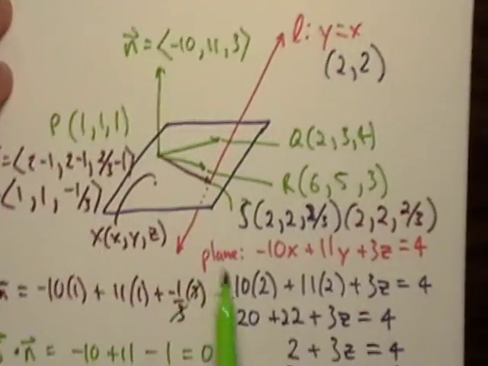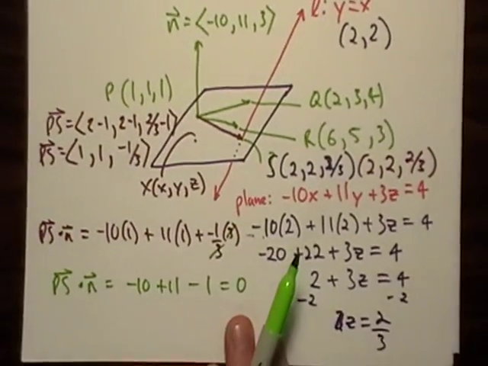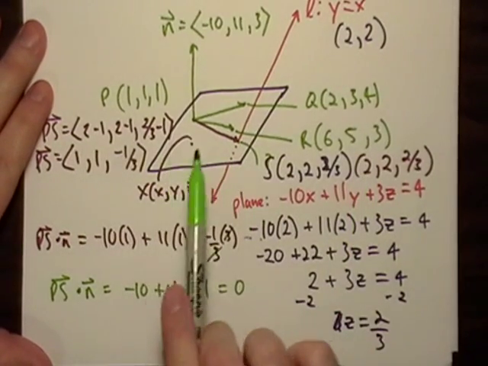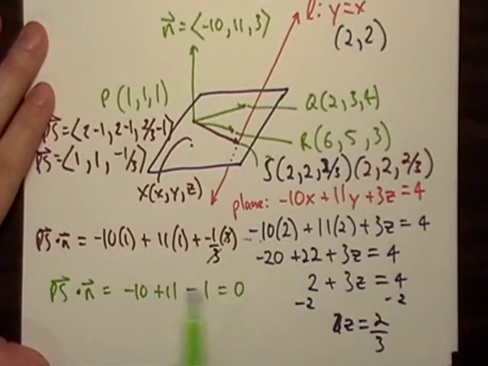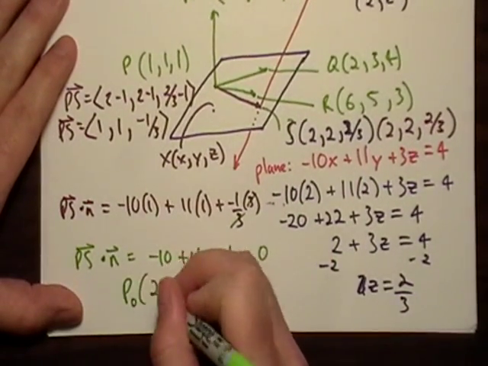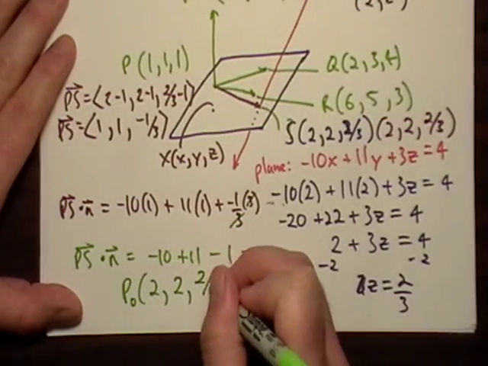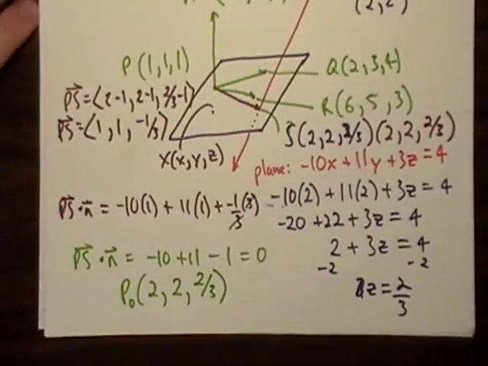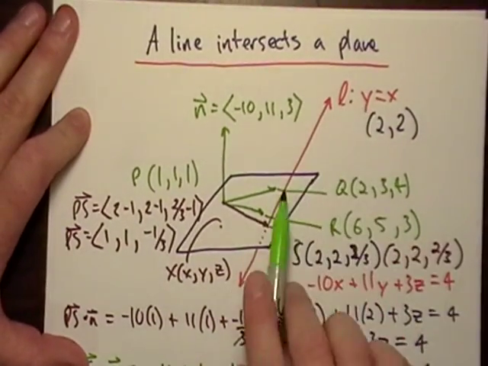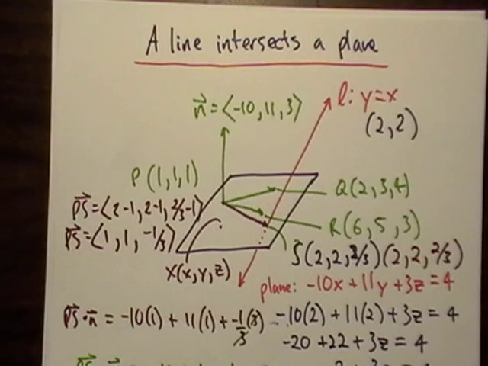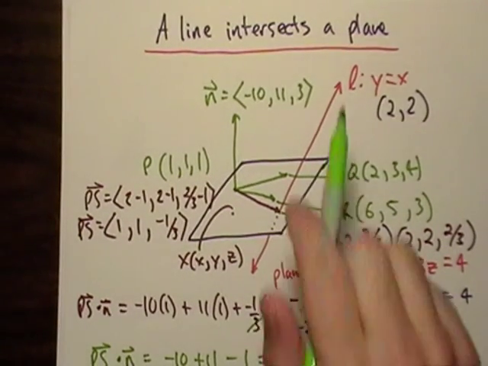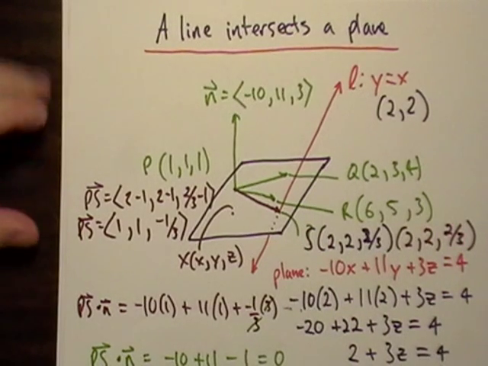It's a little messy and colorful, but we double checked ourselves and found that yes, this point, which I'll call P sub O, is in fact on the plane, and it is where y of x intersects this plane. That's just a basic example, very simple, but at least you got the concept now.